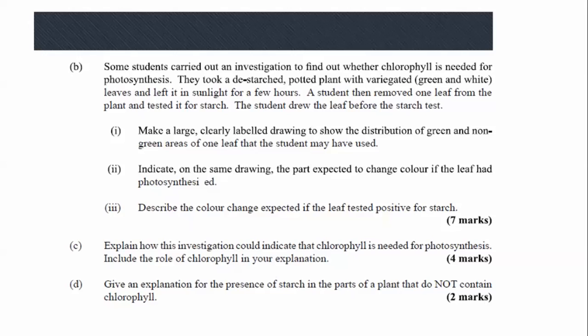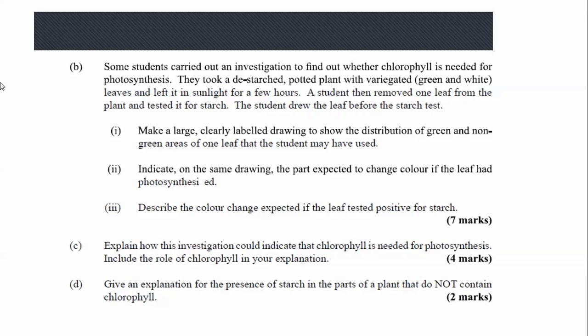Miss, we did use a variegated leaf. Not really. At our school, we didn't use a variegated leaf. Miss, I'm not really associated with that lab. I'm not clear on that lab.